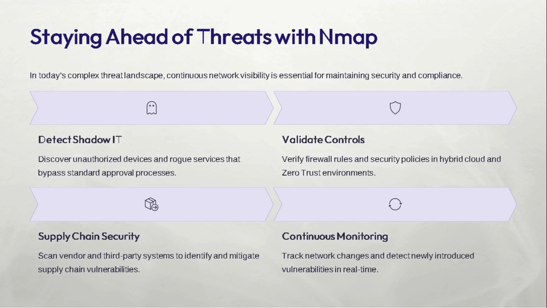And staying ahead of threats with Nmap, because in today's landscape, threats are continuously occurring in our environment. So continuous network visibility is essential for maintaining security, like detecting shadow IT. We need to discover unauthorized and rogue services that bypass the standard approval process, and validate controls, verify the firewall rules and security policies in hybrid cloud.